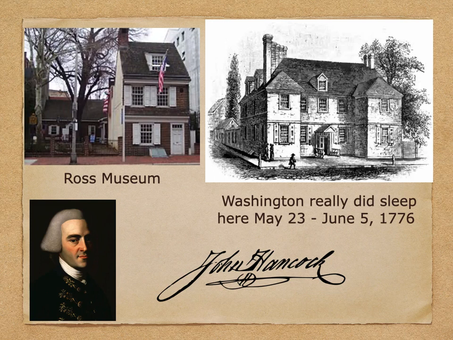The original Ross house is gone, but the adjacent house is the Betsy Ross Museum, thought to be built on the same floor plan. Records prove that Washington was in Philadelphia during this time. Continental Congress President John Hancock was renting a large house. George and Martha stayed there during their visit.